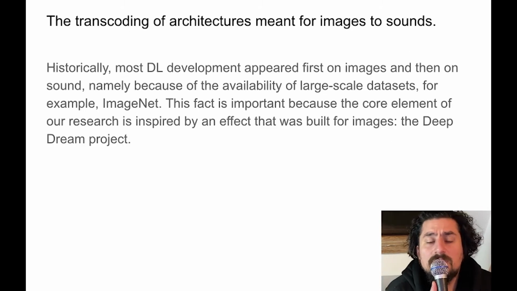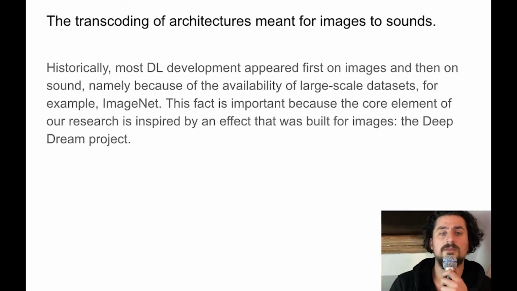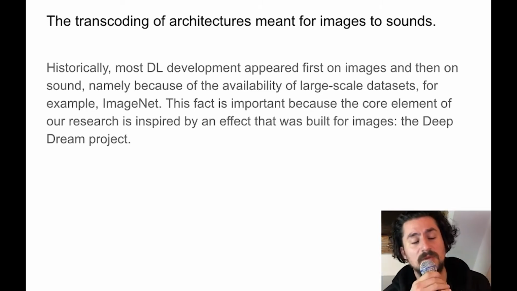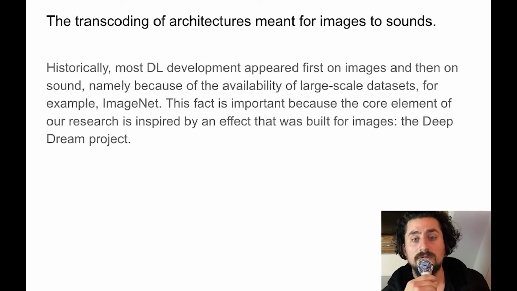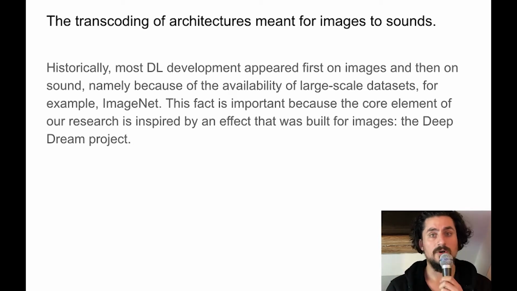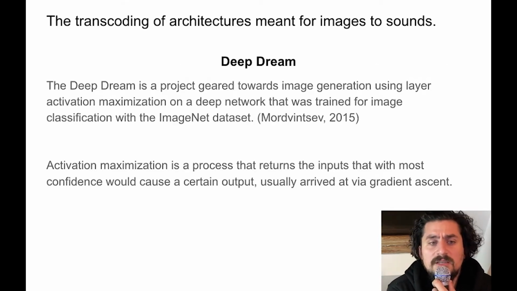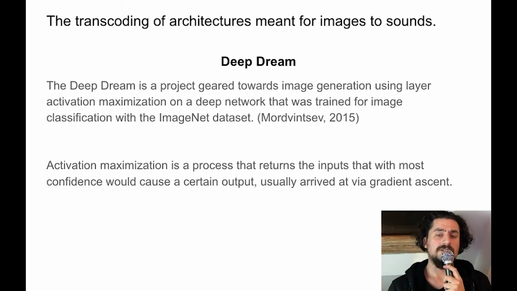Historically, most deep learning development appeared first on images and then on sound. This is largely because of the availability of large data sets, such as ImageNet, with millions and millions of data. This fact is important because the core element of our research is inspired by an effect that was built for images, which is the Deep Dream project. Deep Dream is geared towards image generation using layer activation maximization on a deep network that was trained for image classification with the ImageNet dataset.